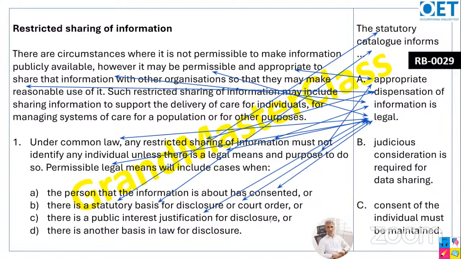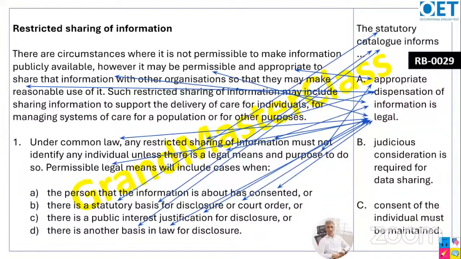Or there is another basis in law. If there is another basis, another catalog, another rule, another article, that is in law. Law means legal. So everything is pointing out there only. Only under this, it's conditional. It's conditional. Right. So that is how.